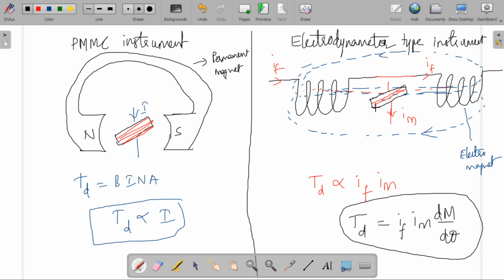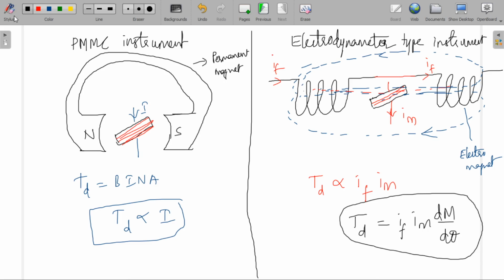So this also works on the motoring principle. The only difference between these two is that here we use a permanent magnet, whereas here we use an electromagnet. Now coming to the operation, let me pass alternating current through this fixed coil. For the positive cycle of supply voltage, this will be the direction of current. Current will be flowing through the coil like this. If I use the right hand thumb rule, then current will be flowing like this.